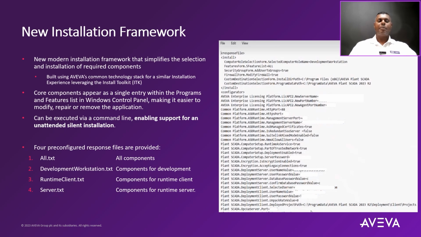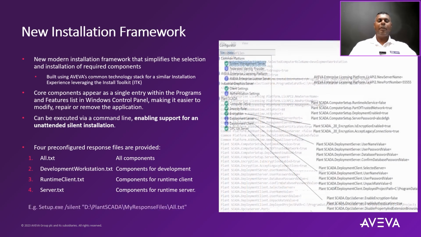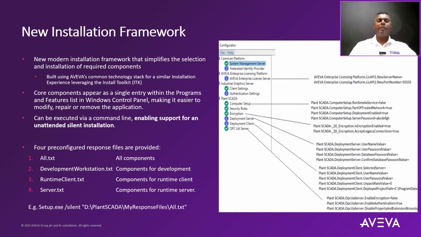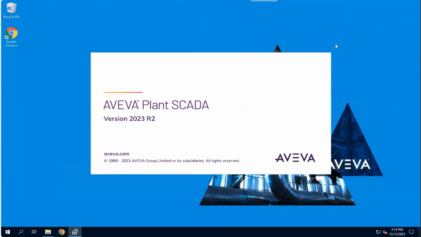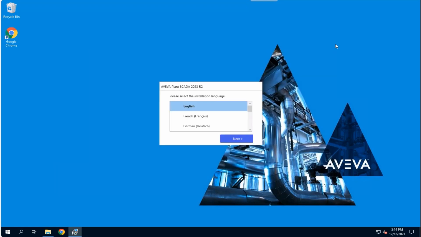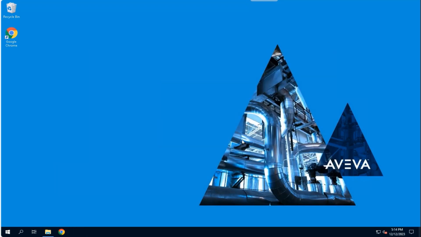These pre-configured response files can be customized to any of the features needed for the installation, as well as the options to automatically configure items in the configurator, which typically occurs post-installation. Now let's take a look at this new installation feature and how this now works within Plant SCADA 2023 R2. The product is now installed and we are ready to begin developing our Plant SCADA 2023 R2 project.